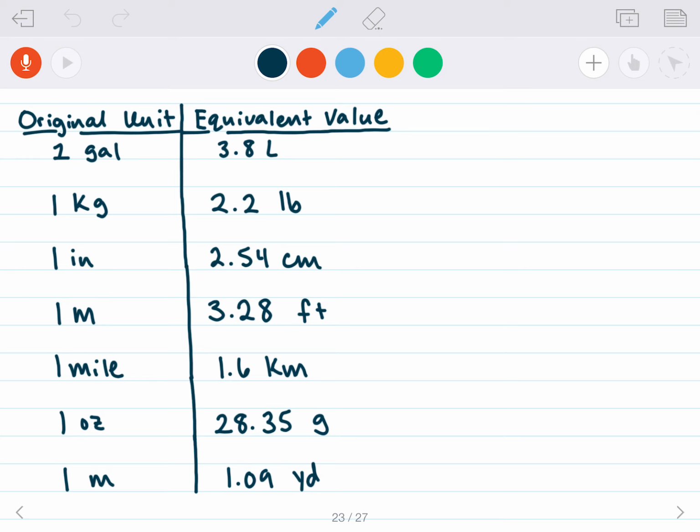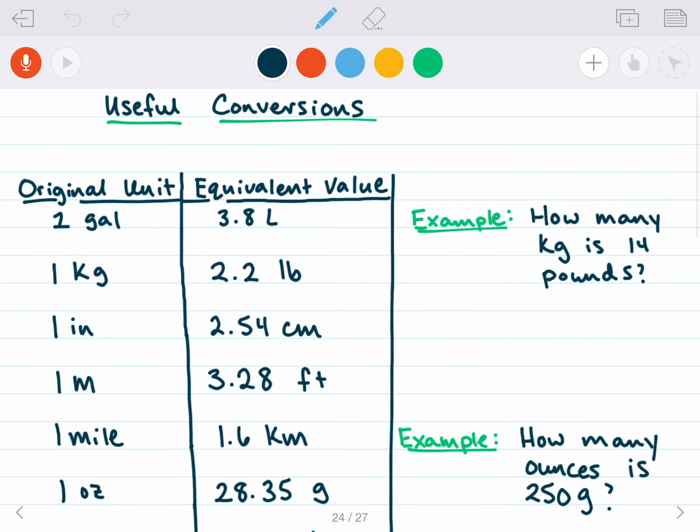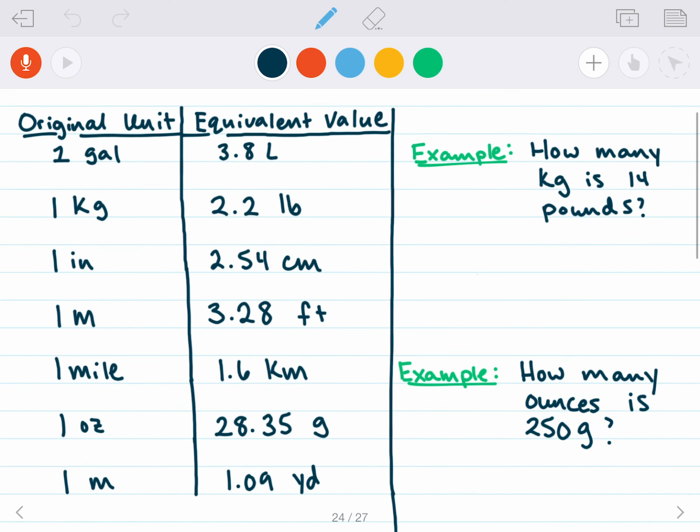All right, so here's another chart that you should memorize. This is just random conversions. 1 gallon is 3.8 liters. 1 kilogram is 2.2 pounds. These are all conversions that can come in handy with the TEAS test. So let's go ahead and do some examples with this table.